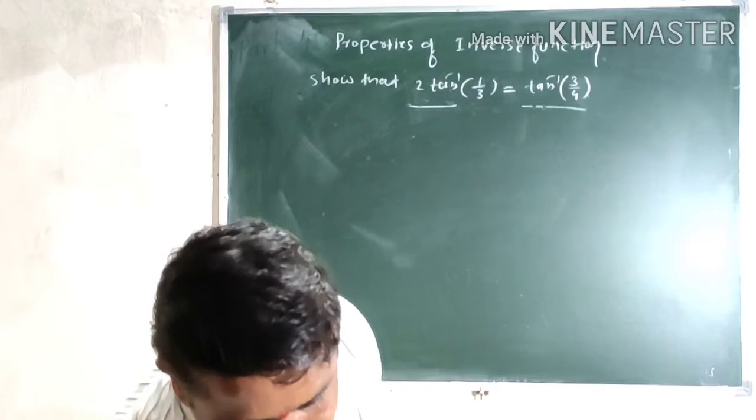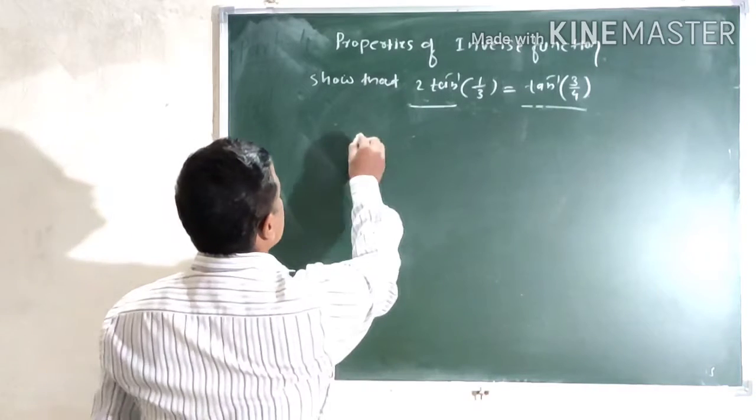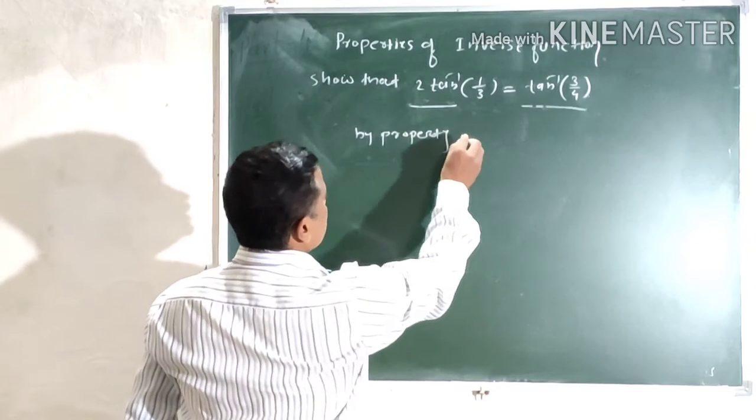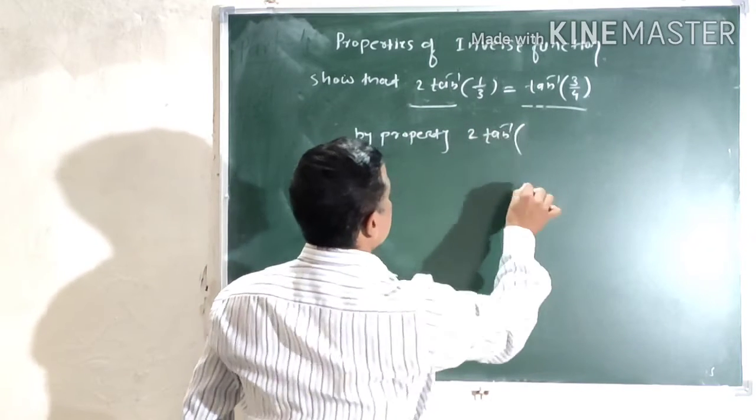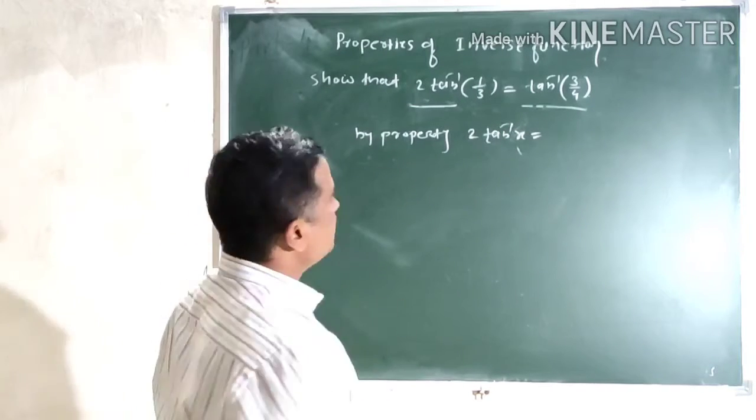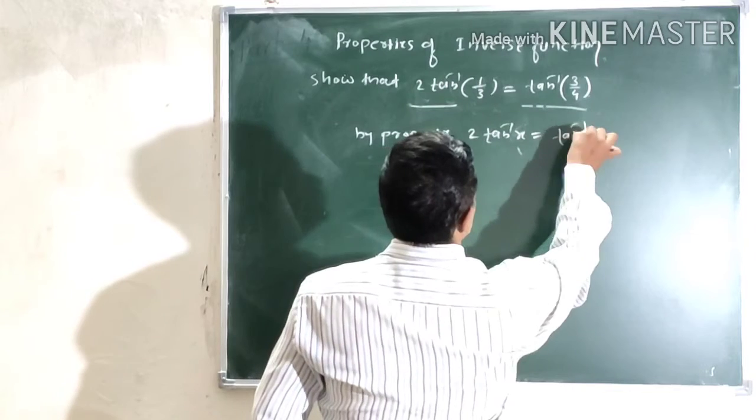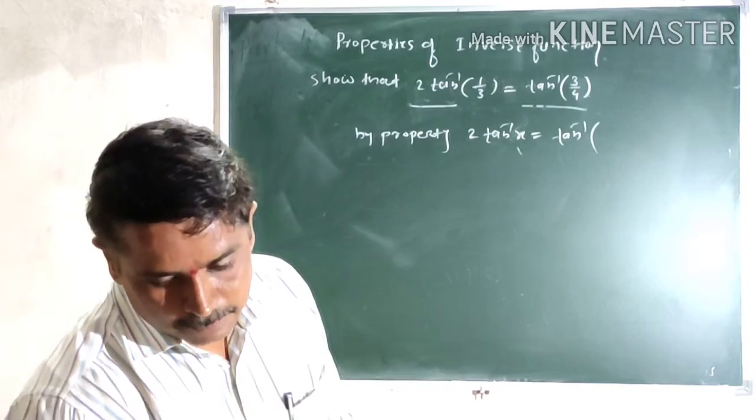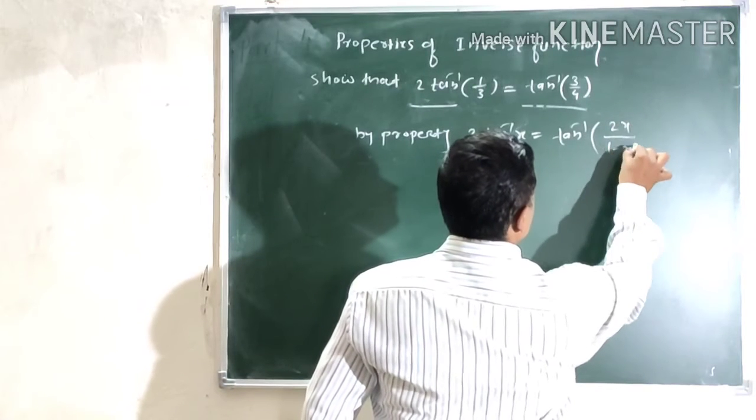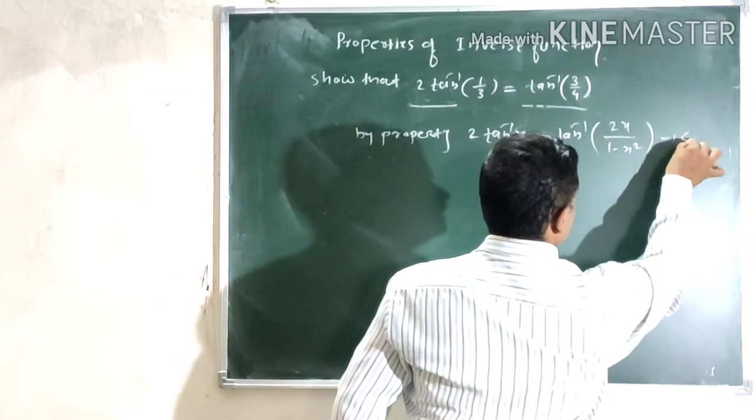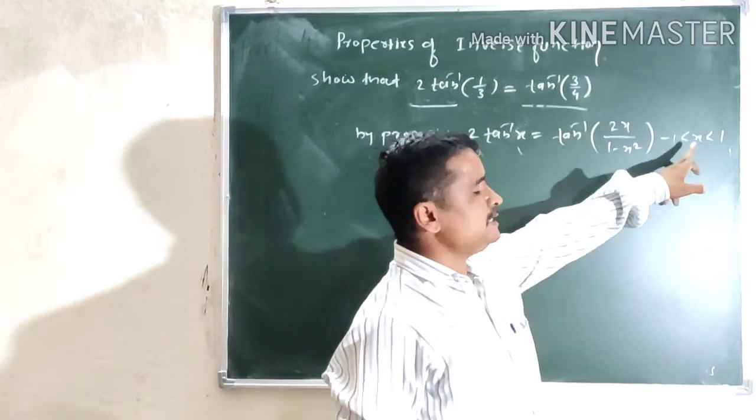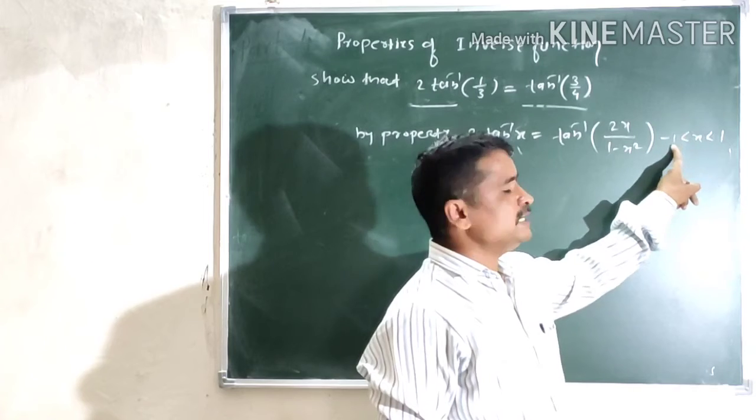So the property is, 2 tan inverse of x is nothing but tan inverse of 2x by 1 minus x square, where minus 1 is less than x is less than 1. That means the value of x should be between minus 1 and 1.